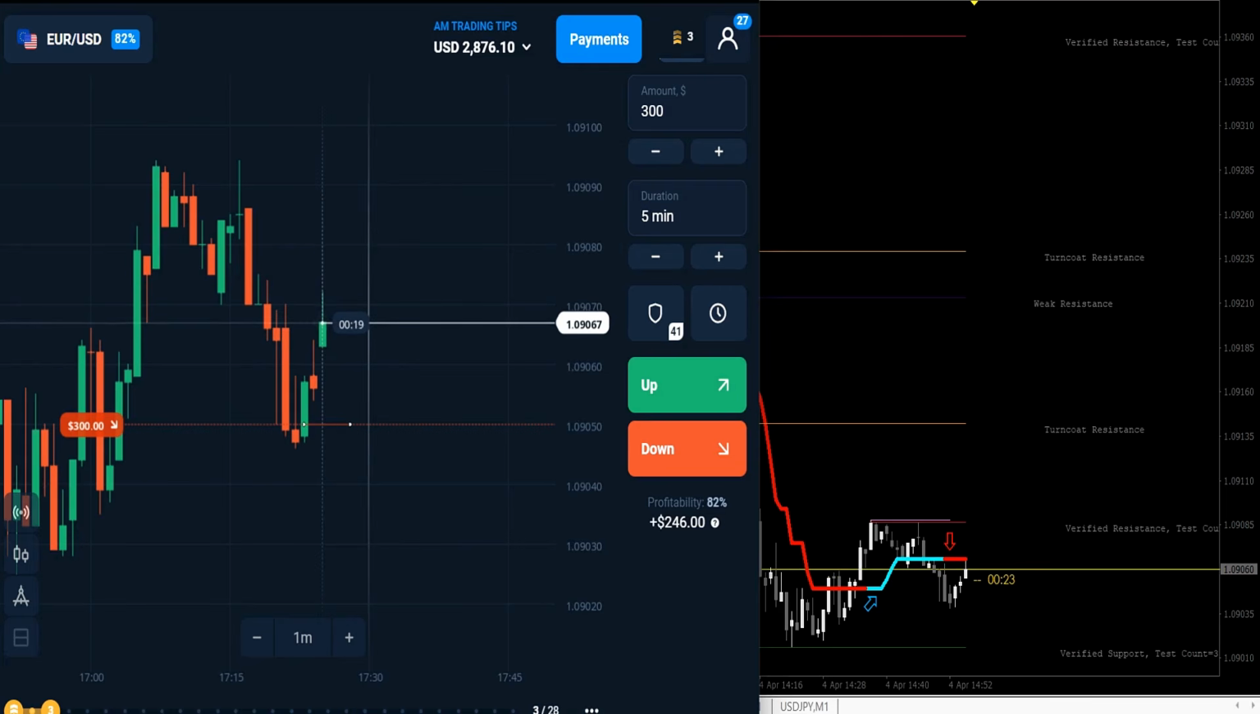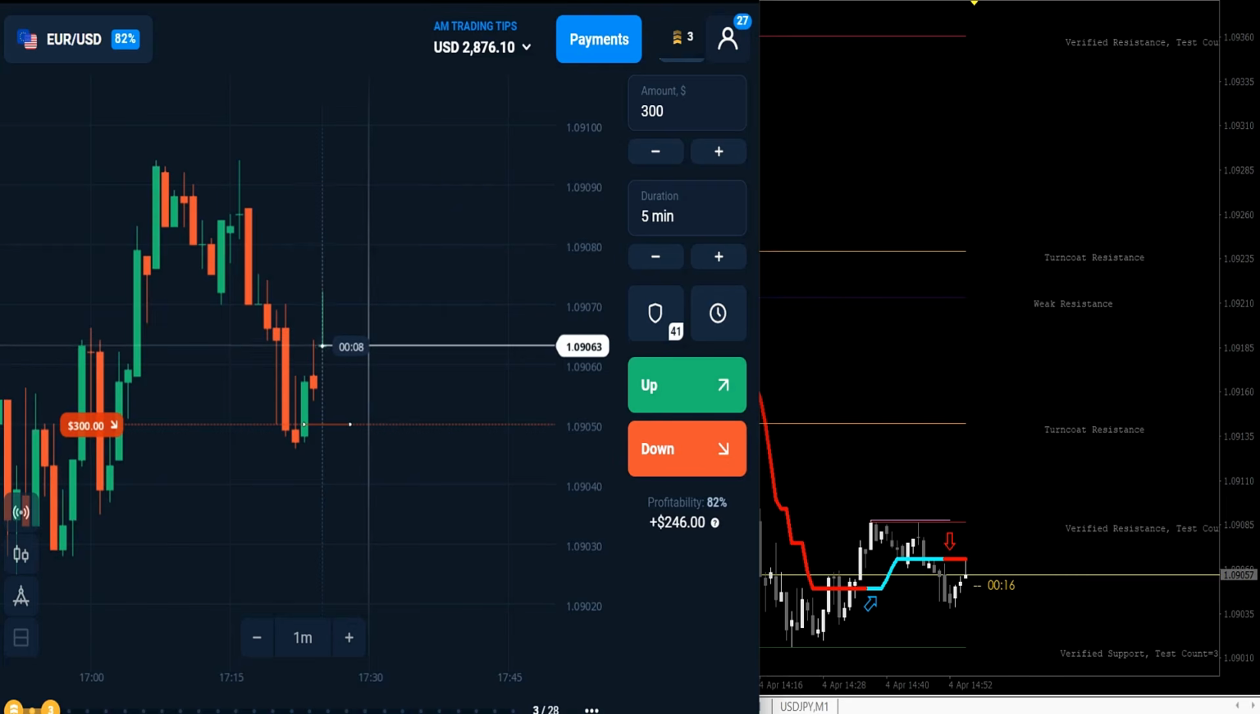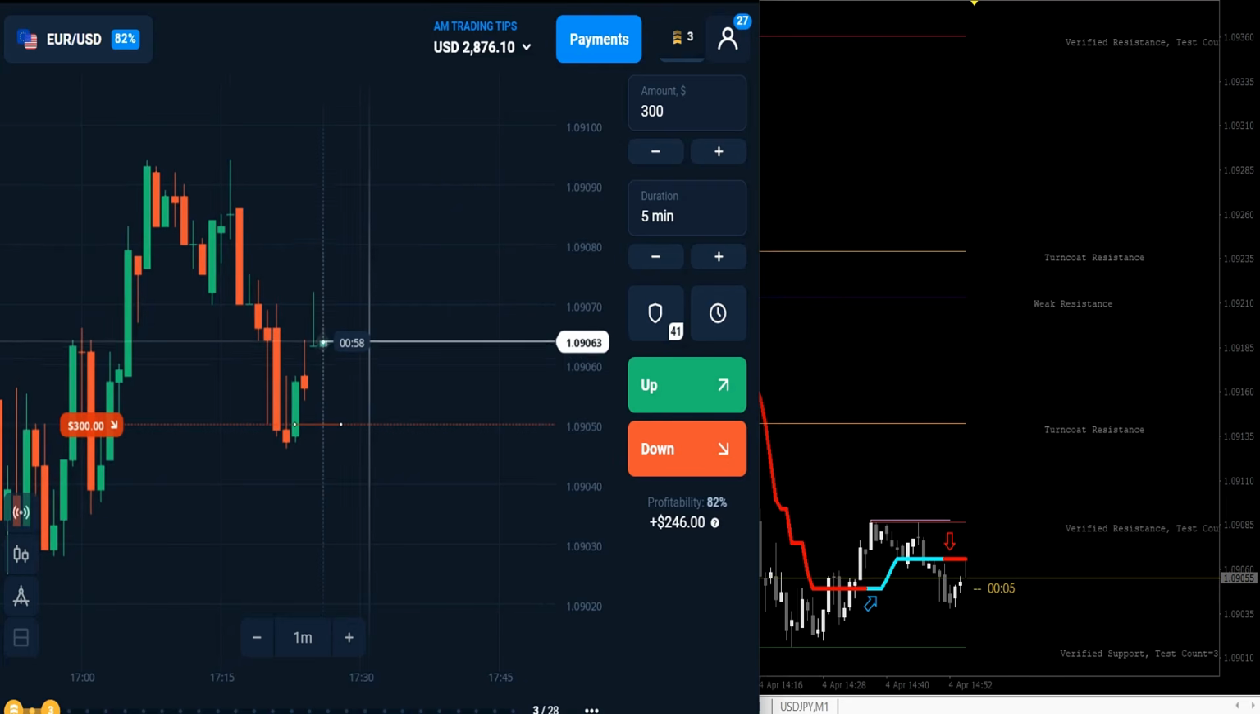Now, look at what happened next. This is where a lot of new traders panic, but because we trusted the strategy, we stayed calm.